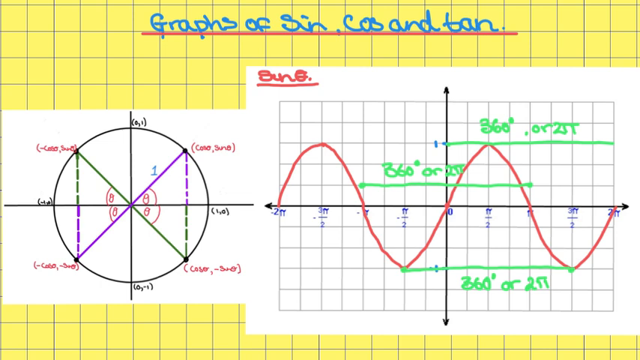You can also see that it has a maximum amplitude of 1 in both the positive and the negative direction. So the graph goes from a maximum of 1 to a minimum of -1.